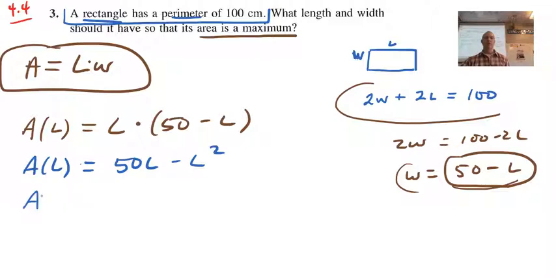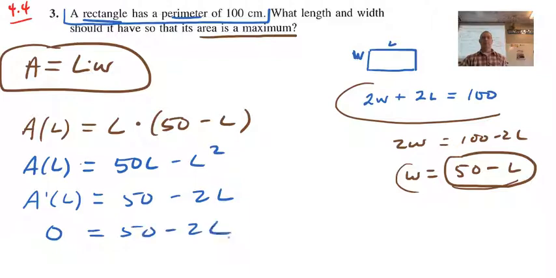Okay, going to speed up just a little bit here. So A prime of L is 50 minus 2L. Is that agreed? I want to let that equal 0 because I want to find the critical numbers. Because again, if I'm trying to optimize something, I want to know where a local max or min is going to be, and that's the number that I'm going to be focused on. And so this is going to be, what, 2L equals 50. L is 25.